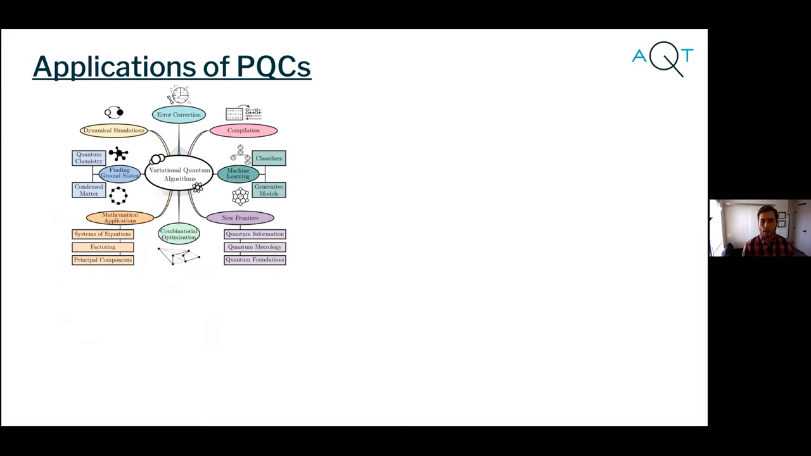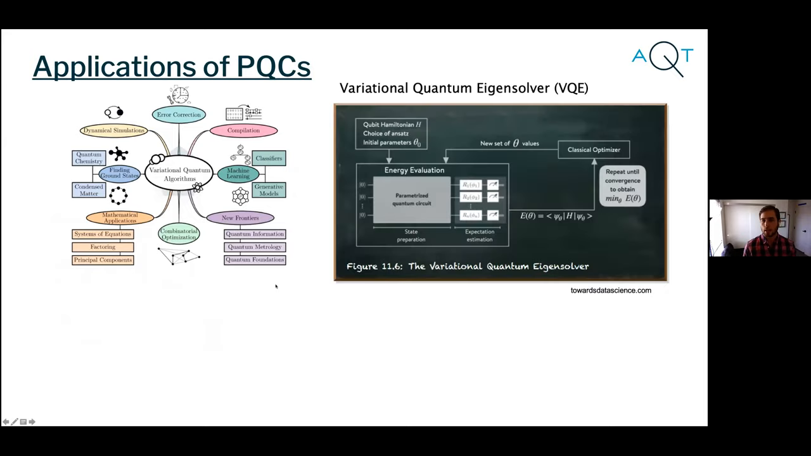So there are many applications of parametrized quantum circuits, everything ranging from quantum chemistry and finding ground states of quantum systems to machine learning to solving combinatorial optimization problems. Probably the flagship example of variational quantum algorithms, which use parametrized quantum circuits, is the variational quantum eigensolver. And this basic structure, this workflow, really applies to many of the problems that are going to be discussed today.